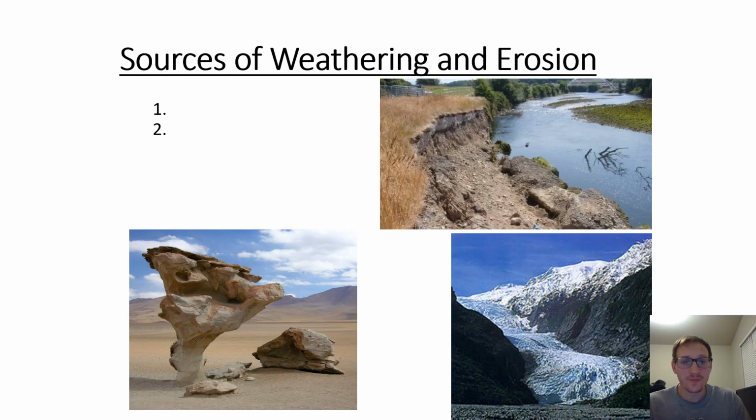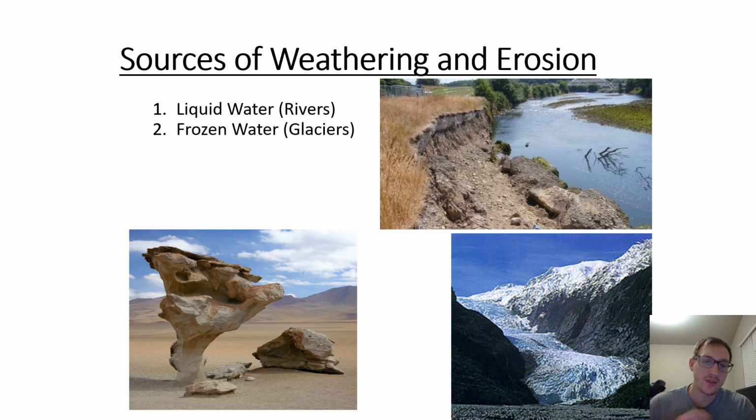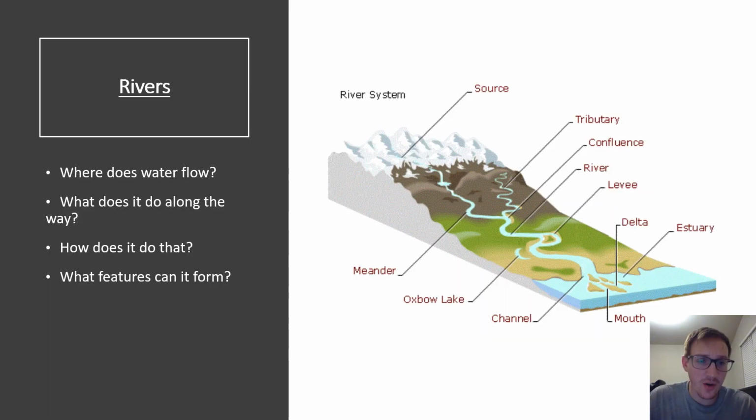All right. So sources of weathering and erosion. As we know, water causes erosion and weathering. Okay, we talked about that before, about all the different types of weathering and what water can do. So the first one is rivers, and then frozen water, glaciers, also can be a source of weathering and erosion. And then the last one that doesn't involve water is wind. Okay, so let's start with rivers.